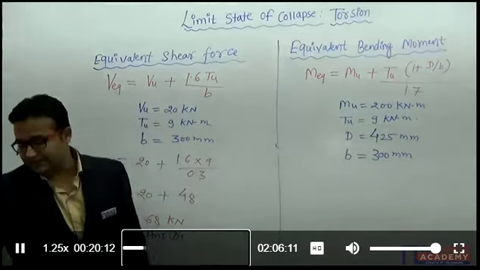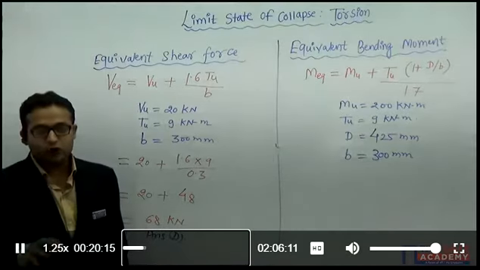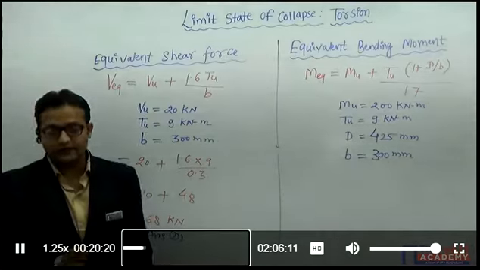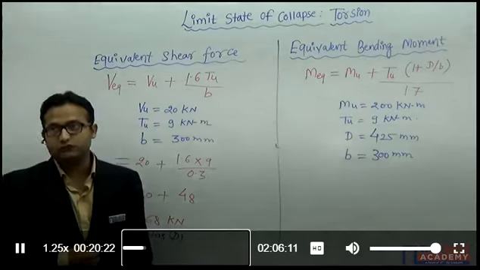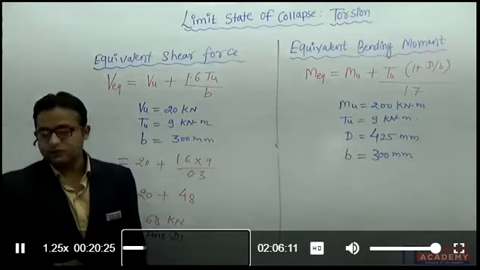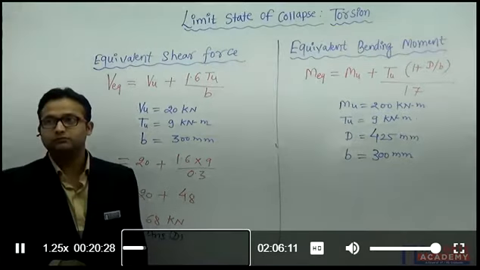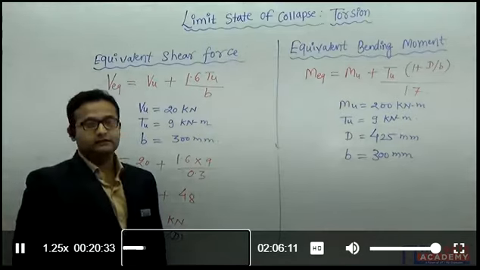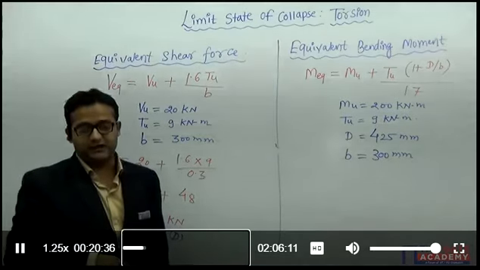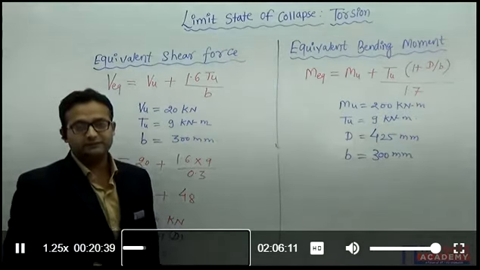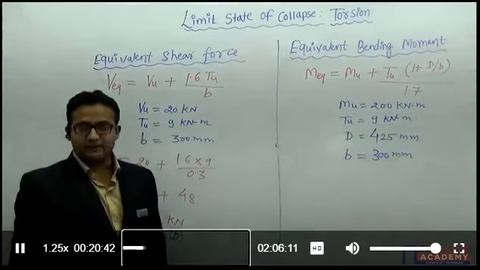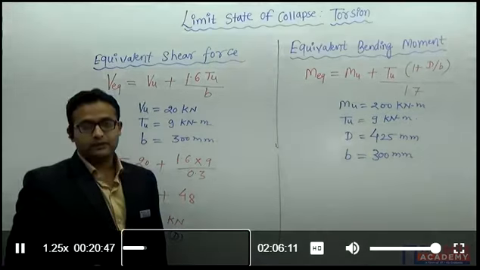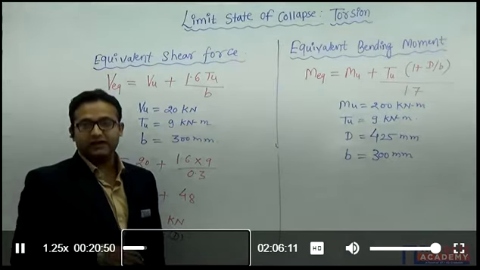Let's solve the next problem. For the same data there are 2 questions. The first question was to calculate the equivalent shear force, and now the second question is to calculate the equivalent bending moment. In the question, suppose they have not mentioned factored, but actually it is factored. Consider it to be factored. They should have written the factored values; it is a mistake.